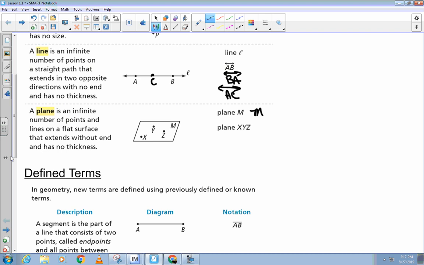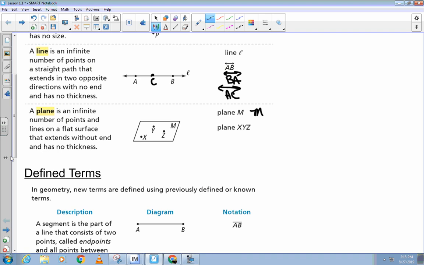Now, I haven't really talked about what non-collinear is, but it's exactly what it sounds like. It's 3 points that are not in the same line. So see how these are 3 points that are not in the same line? I could use that. So I could name it plane M with a capital cursive letter, or I could say plane XYZ. And these 3 points have to be non-collinear. Okay? So that is a plane. So we've got our point, our line, and our plane.